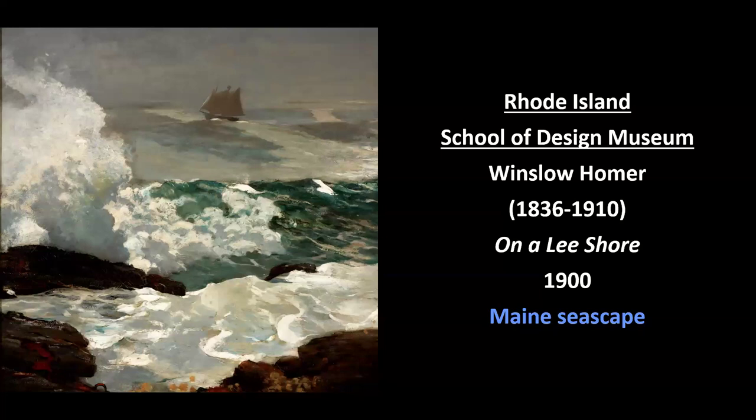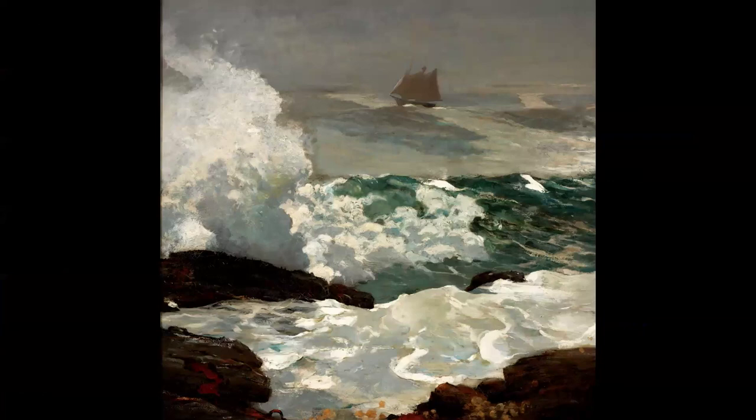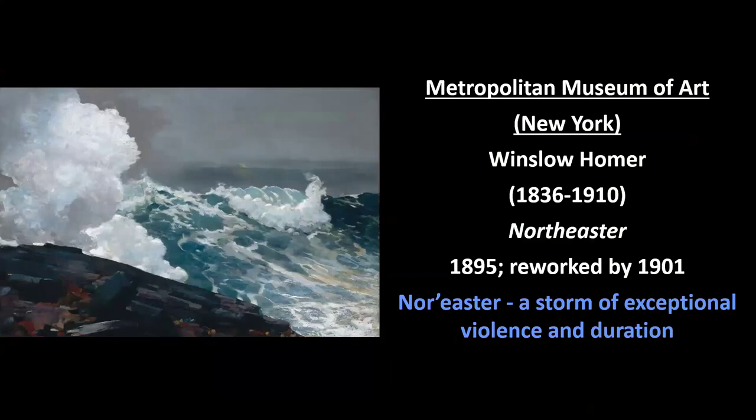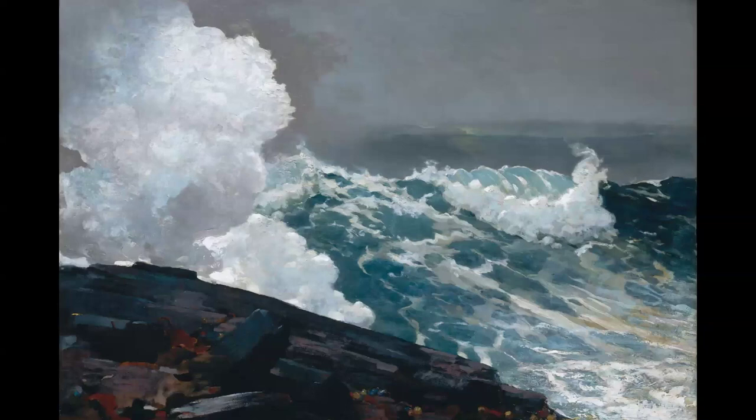This is On a Lee Shore from 1900. This one has a boat in it. Metropolitan Museum of Art, Nor'easter from 1895. You might have heard that term before. A nor'easter is a storm of exceptional violence and duration. And again, no people being depicted here.